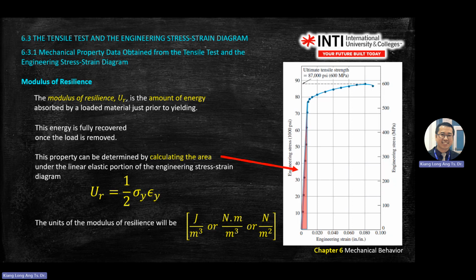Then stress max, or stress UTS, ultimate tensile strength, which is the maximum point on the curve. It's this point. This one will give you UTS. You go to the maximum point. Then, of course, the fail point will be the end point of the graph, or fracture point.